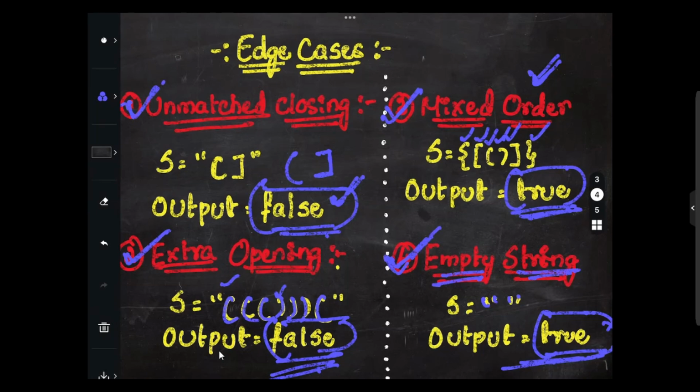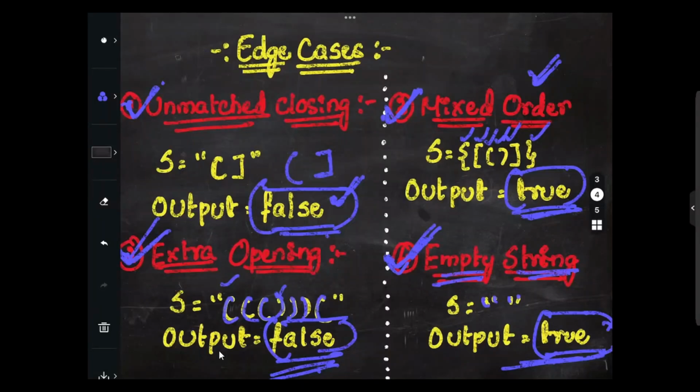The first edge case here is unmatched closing. The second edge case that we discussed is extra opening. The third is mixed order, and the fourth is empty string. These are the four edge cases that we need to keep in mind.